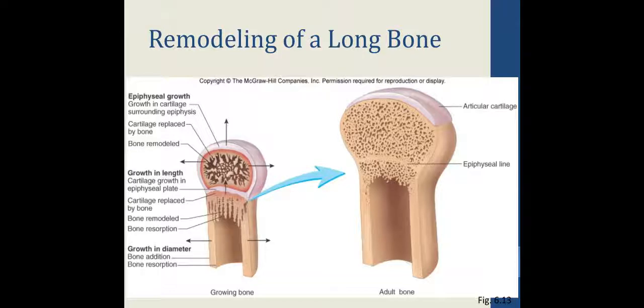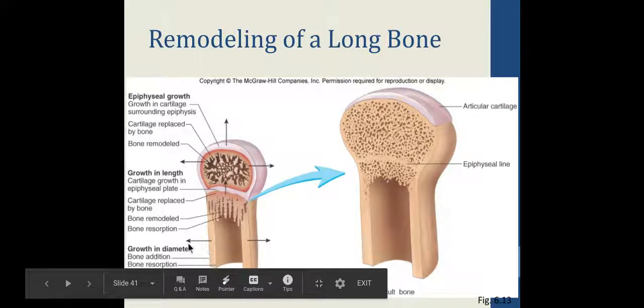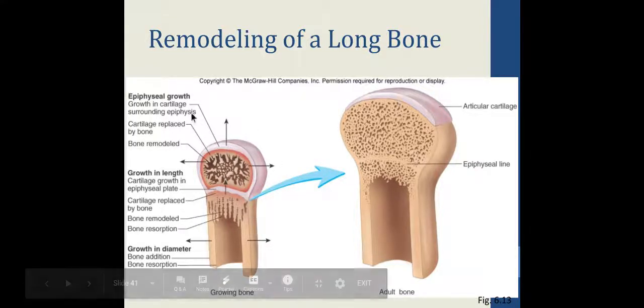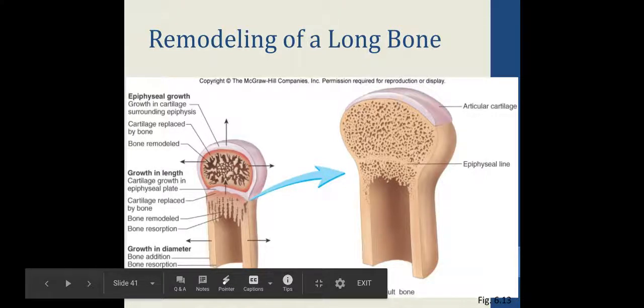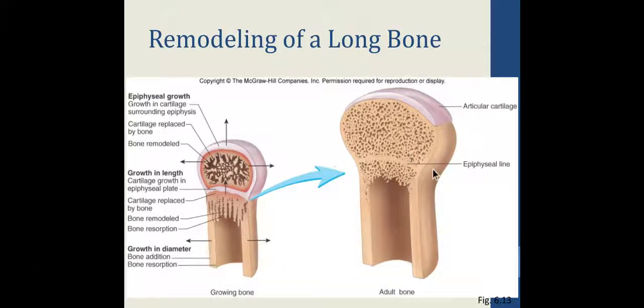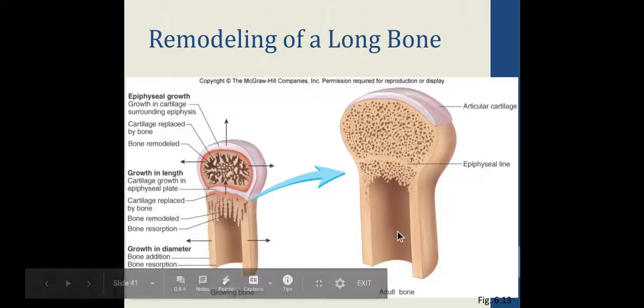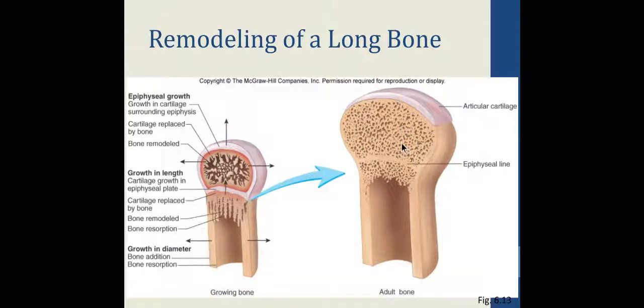And here's what that looks like. So in a growing bone, you've got this medullary cavity, you've got it growing in diameter from adding bone and reabsorbing the inside bone, and cartilage is getting replaced by bone at this epiphyseal line here. So that's happening here, and we're getting all of that growth, and it ends like this. We've got an epiphyseal line. We're no longer having growth there. You've got your medullary cavity. You've got all of this spongy-looking trabeculae providing structural support and strength, and you've got articular cartilage. Okay, so that is one process of remodeling in a bone.